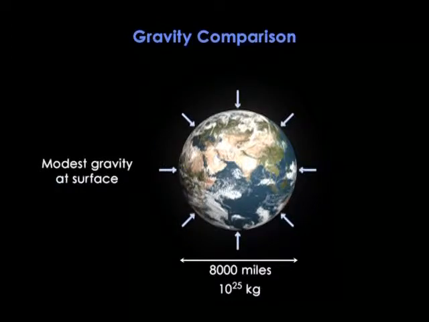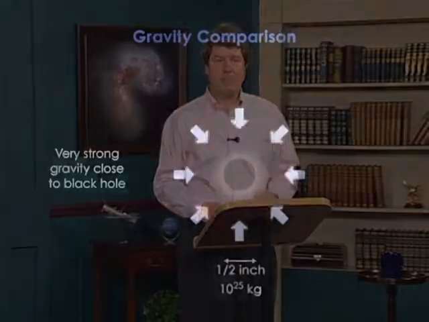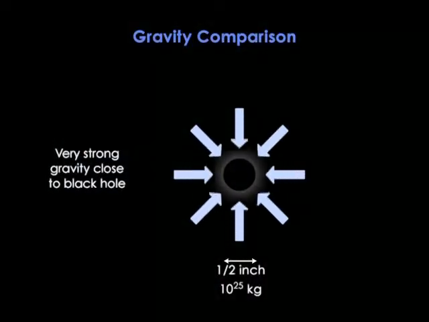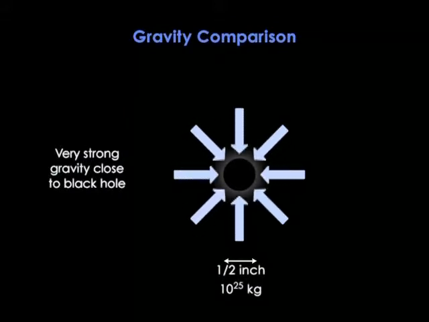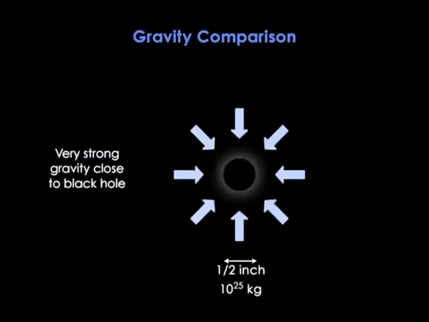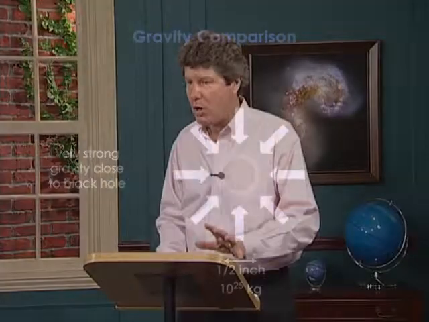So near its surface, gravity pulls with modest force. We have little arrows. But if I drop a bag of flour through 1 foot, the energy it releases sounds like a thud. Not very much gravitational energy released there. But if I crush the Earth down to make a black hole, it's now 1/2 inch across, with the same mass, 10 to the 25 kilograms. So the gravitational force nearby is huge. We have huge arrows.